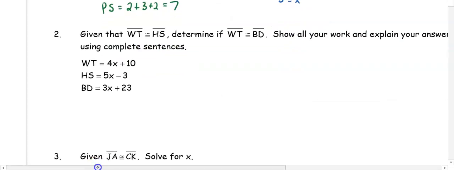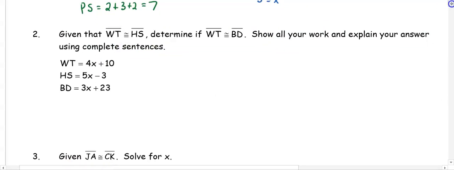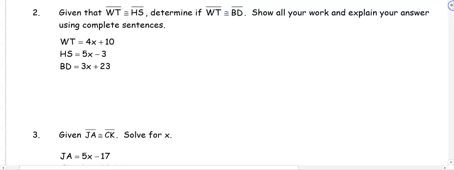In number 2, given that WT is congruent to HS, determine if WT is congruent to BD. Show all work and explanation. Right now, we know that WT and HS are congruent, which means they have the same length, so we can set them equal to each other. 4x plus 10 is equal to 5x minus 3. So we get 10 equals x minus 3. When we subtract 4x from both sides and add 3 to both sides, x is 13.